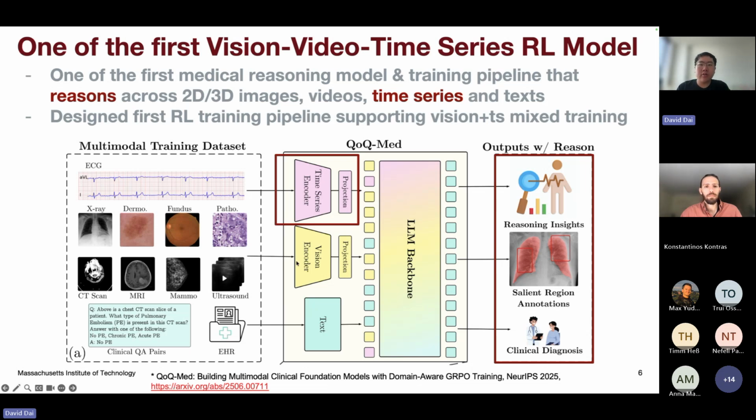We have a time series encoder to encode time series data, a single vision encoder to encode all 2D, 3D images and video data, and a text tokenizer, which comes with a large language model backbone. These encoders are followed by a projector, which projects to the large language model token space. Finally, they are all concatenated together as a single sequence for the large language model to digest. We train the model so that it can output reasoning insights and region annotations before making a diagnosis.